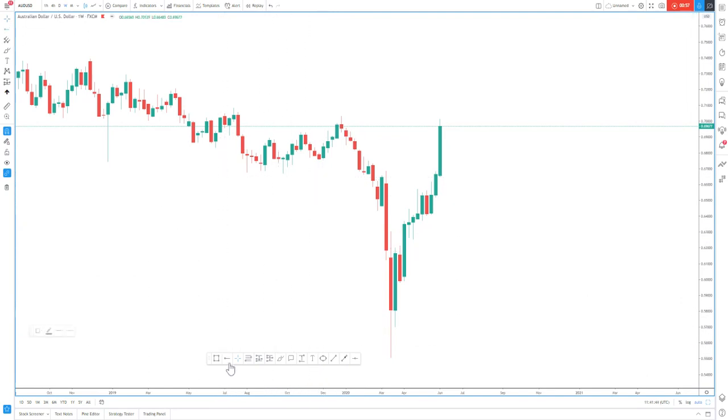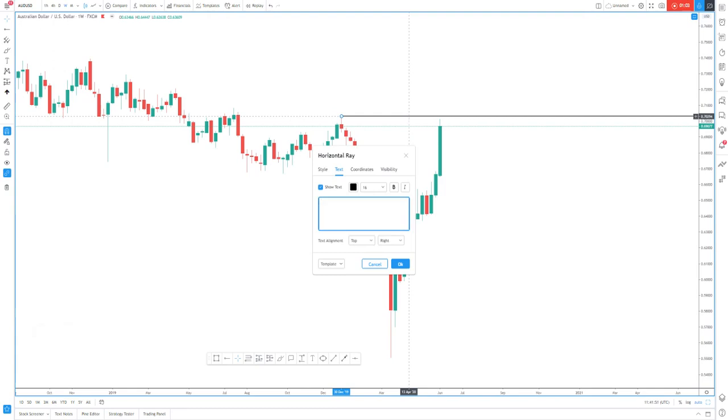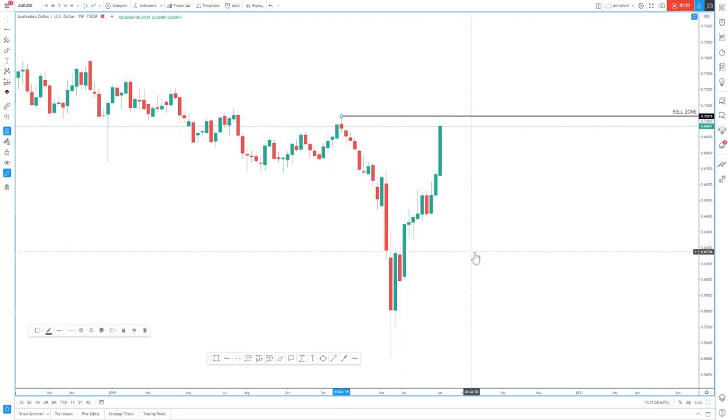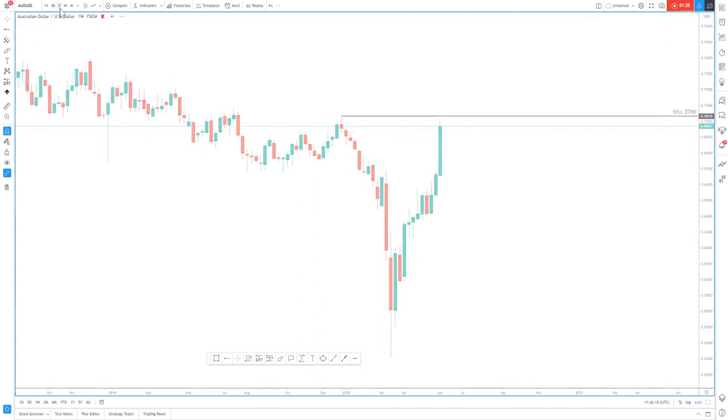So what I'll do is I'll pick up my ray tool and place it on this level and tag it as a sell zone. Nice. Now that I know this is a sell zone, I can go back down to the daily time frame because I love the daily time frame. Using it to break down price action is much better for me. So I'll go down to the daily time frame, keeping in mind that this area of structure here is a sell zone.